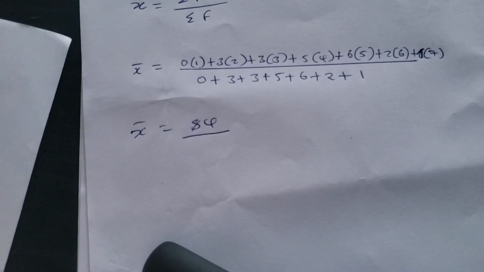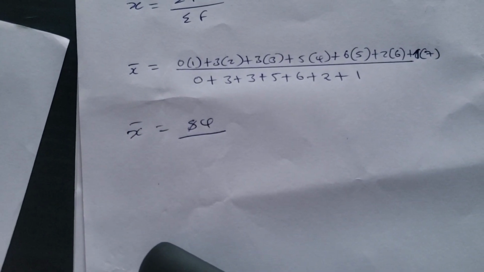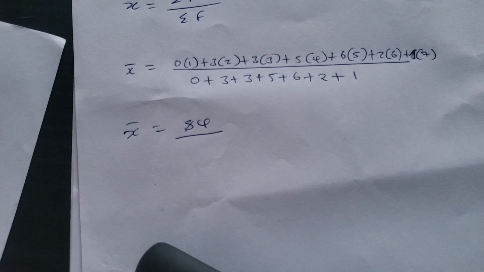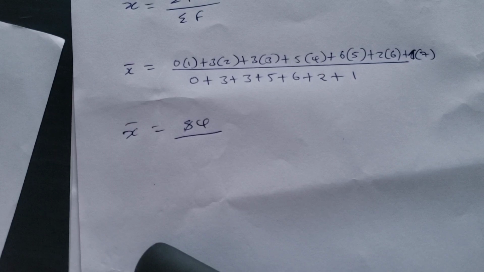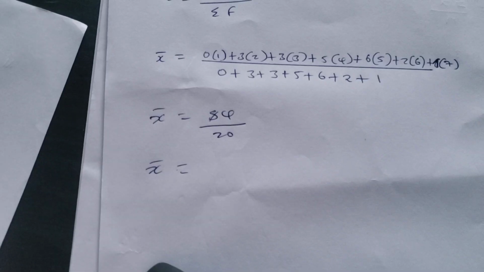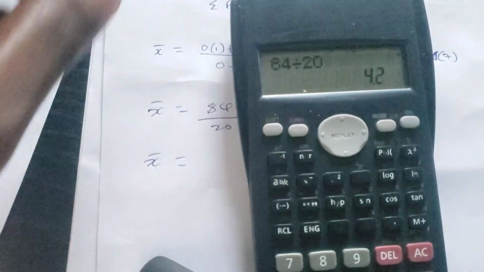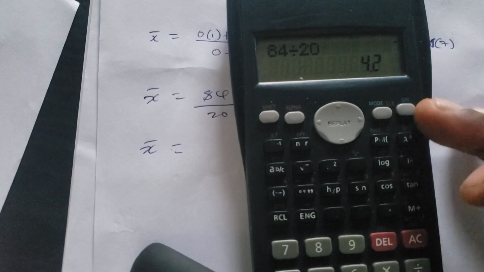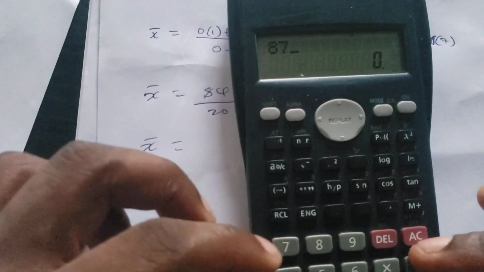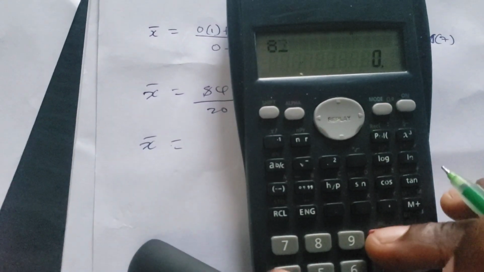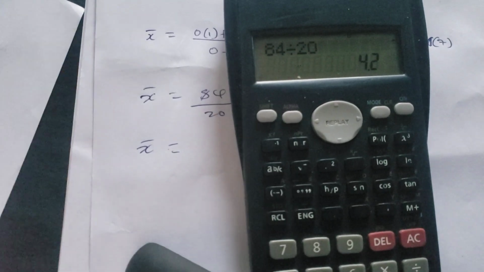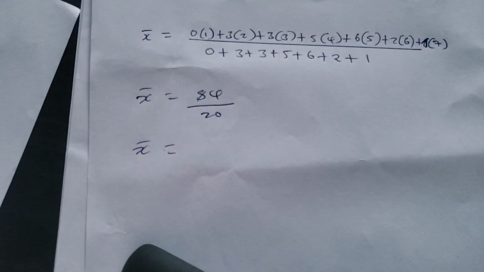Then I find the summation of f, which is 0 plus 3, plus 3, plus 5, plus 6, plus 2, plus 1, and I'm getting 20. So I say 84 divided by 20, and we are getting 4.2. So that is our mean. Our mean is 4.2.